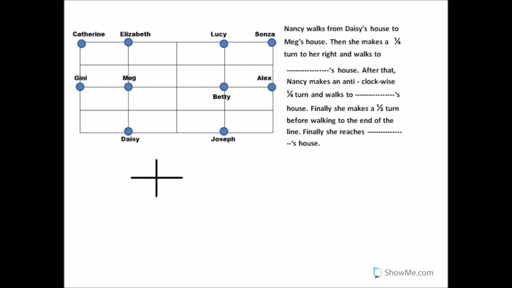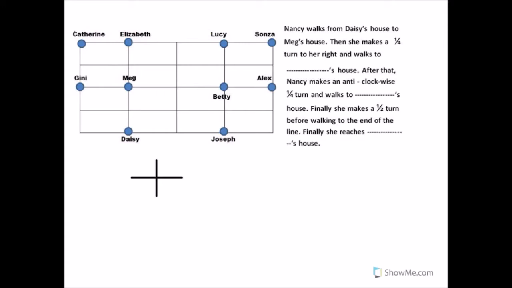Hi, in this video I shall give the solution of yesterday's challenge, but before proceeding let's have a quick recap of the question. Nancy walks from Daisy's house to Meg's house, then she makes a 1/4 turn to her right and walks to fill in the blank's house. After that Nancy makes an anti-clockwise 1/4 turn and walks to again fill in the blank's house. Finally, she makes a half turn before walking to the end of the line. Finally, she reaches again fill in the blank's house.